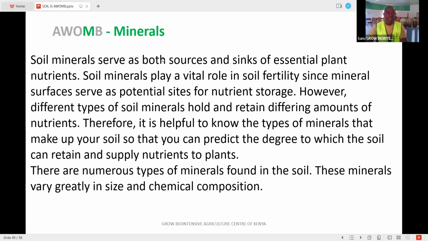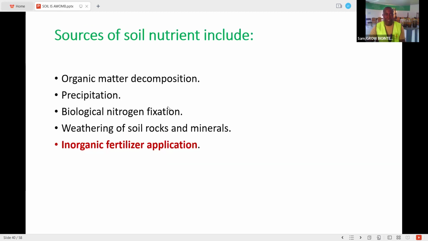Yeah, so they act as a source and a sink of essential elements, essential plant nutrients. They are the direct food that is taken up by the plants. And there are different sources of nutrients. Number one, organic matter decomposition. That's the big source of nutrients. Number two, precipitation. It's another big source of nutrients.